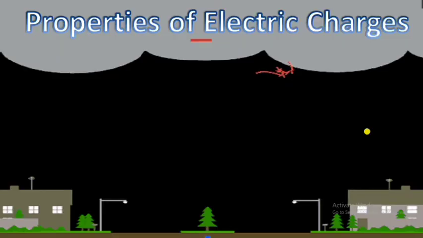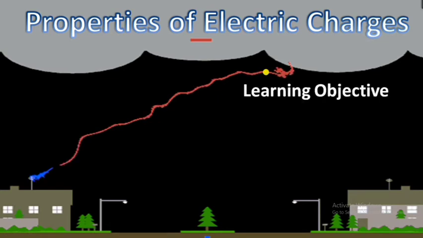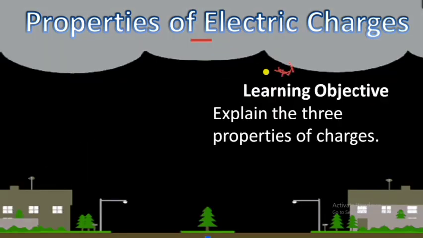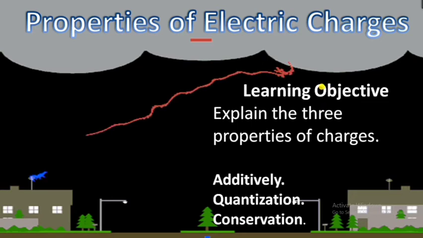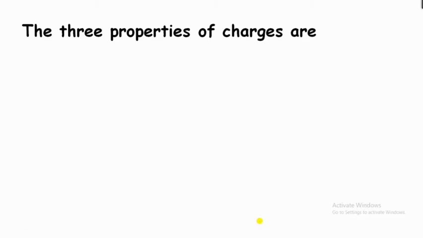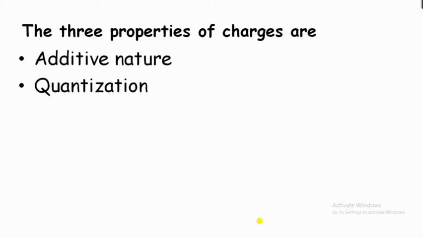Hello everyone, today in this video we are going to talk about properties of electric charges. After this video you should be able to explain the three properties of charges, and the three properties of charges are additivity, quantization and conservation. So the three properties of charges are additive nature, quantization and conservation.